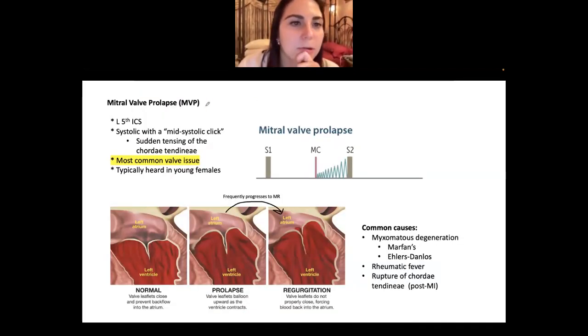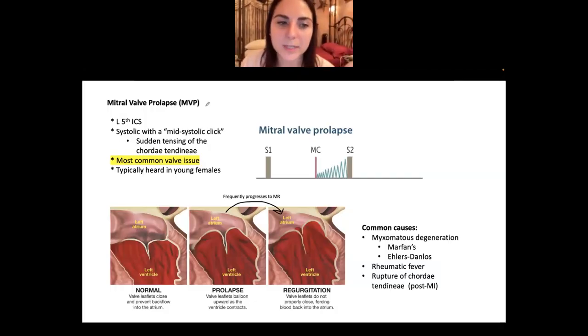Okay. So MVP. This is going to be at the mitral location, so your left fifth intercostal space. This is a systolic murmur with a mid-systolic click. I'm going to explain what is causing that mid-systolic click. This is the most common valve issue.